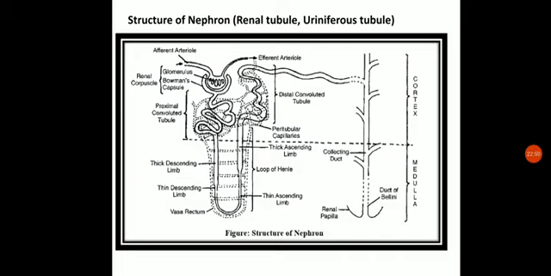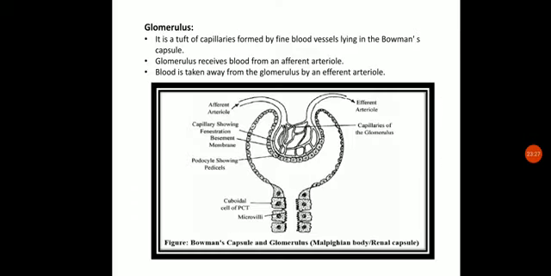Now the PCT is lined by cuboidal epithelium having brush borders with long microvilli for increasing the absorption surface. Why? Because it is responsible for absorption of substances from the fluid which is filtered. So this PCT is lined by cuboidal epithelial cells having a brush border. Why brush border? Because it will have microvilli on the surface. Why microvilli? Because microvilli increase the surface area so that a greater amount can be absorbed. Okay, so that was about the PCT, proximal convoluted tubules.